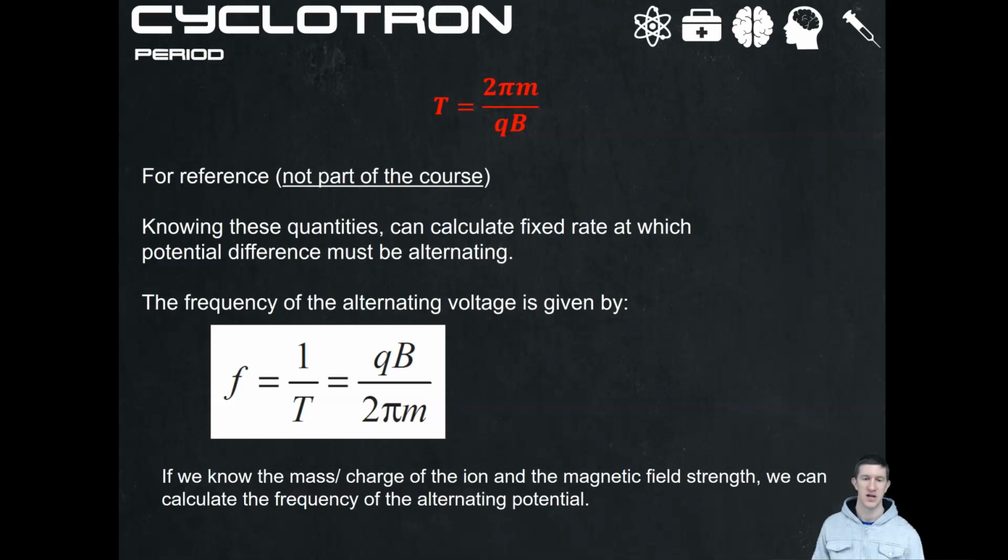So you could take any particle, say the positively charged proton that we talked about earlier, you know its mass, you know its charge. If you knew the magnetic field strength of a cyclotron, you could calculate for yourself what frequency that potential difference is alternating.